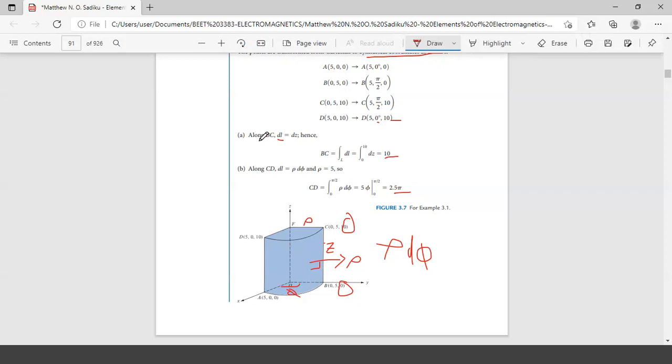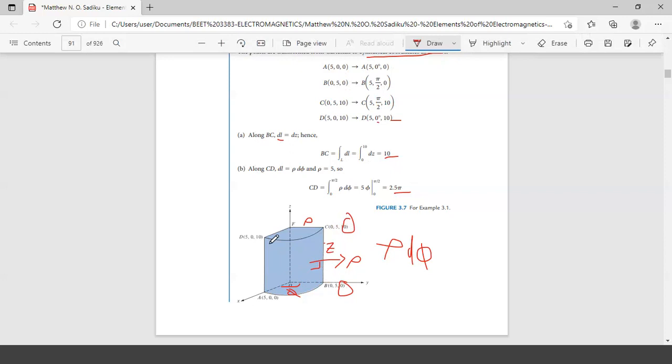So along BC, the length dl is located along z, so dl equals dz. BC is equal to the integral of dl. The limit is, we take the z coordinate from 0 to 10. So BC equals 10.